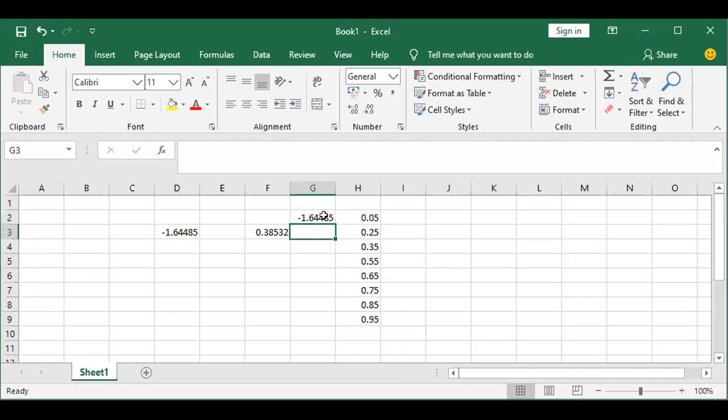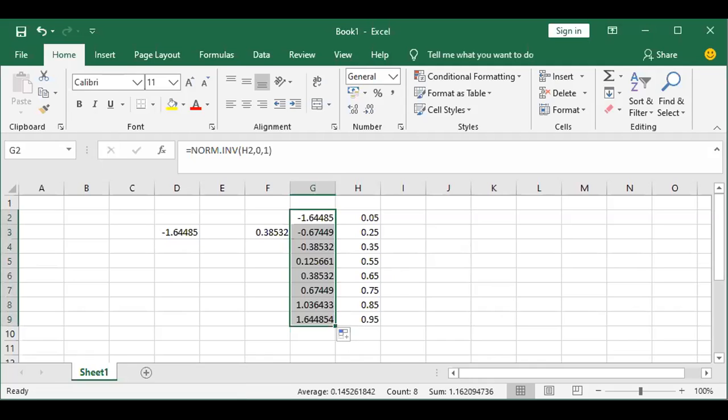Right, so it's 1 point. So I just want to auto-copy. So those are the values. Right, am I sharing Excel with you?